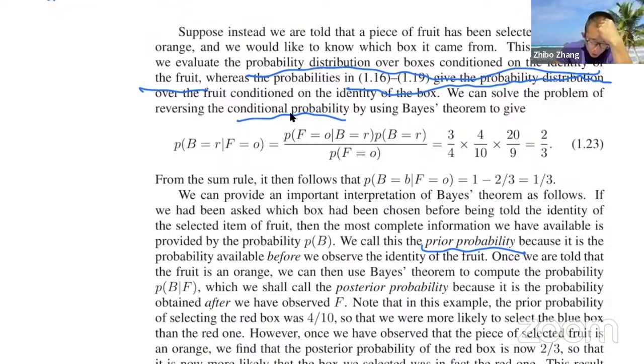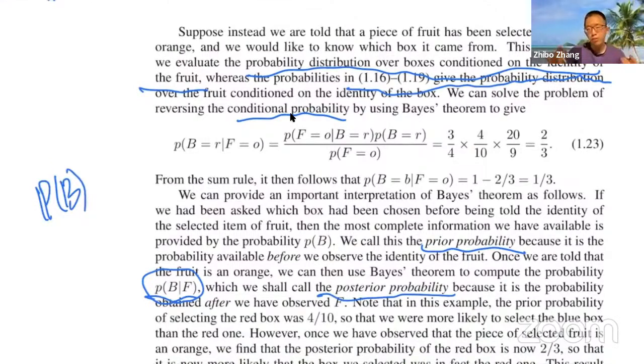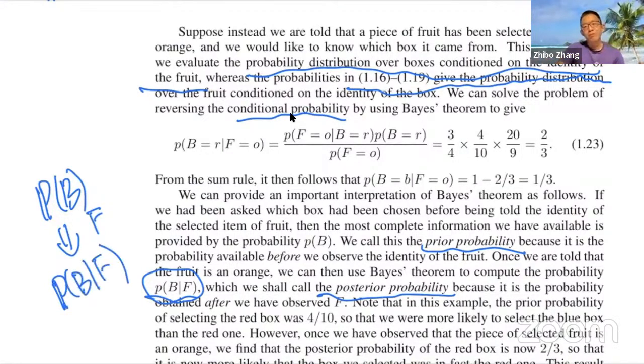So once we are told that the fruit is an orange, we can use Bayes' theorem to compute the probability, which we shall call the posterior probability. So you have some prior belief about the distribution of the random variable B that you want to infer. And after getting some data, you update your belief about what the distribution of random variable B should look like, conditioned upon the data you observe.